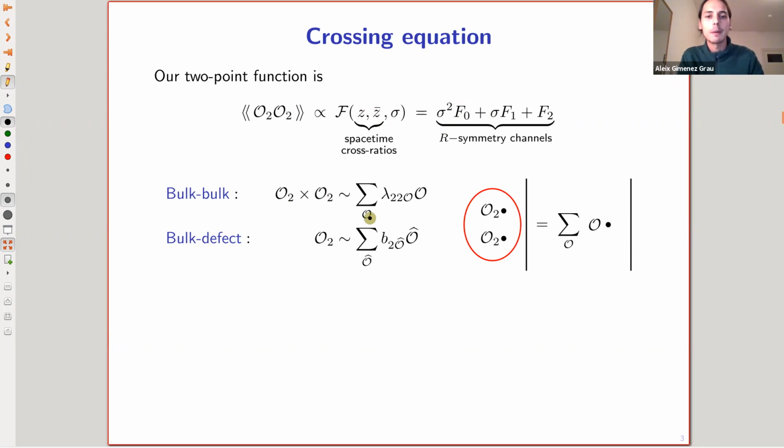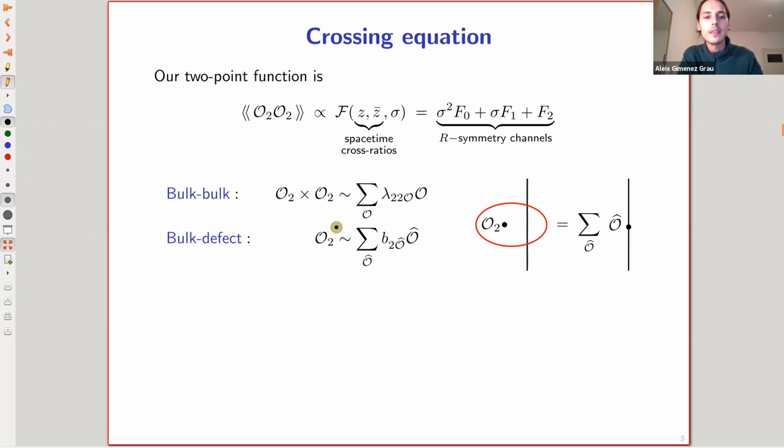You can either expand it in the bulk, so you can fuse 2 bulk operators and replace them by an infinite sum over local operators. But in defect CFT, the new possibility is to take some bulk operator and replace it as a sum over operators that are localized on top of the defect. So that's a new OPE that you are allowed to do in defect CFT.